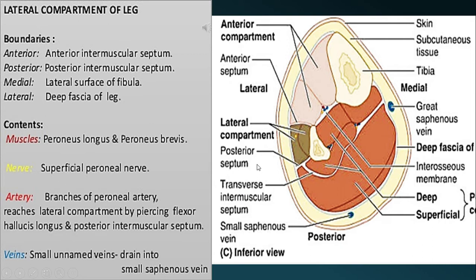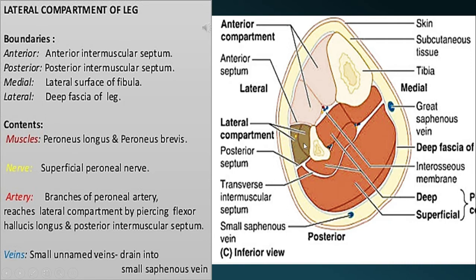Now we can clearly observe that lateral compartment is bounded anteriorly by the anterior intermuscular septum, posteriorly by the posterior intermuscular septum. Then we have the lateral surface of fibula on the medial side, and on the lateral side we have deep fascia of leg. This is the smallest and the narrowest compartment of leg, and it consists of two muscles, two everters, which are peroneus longus and peroneus brevis, or we can also call them fibularis longus and fibularis brevis.